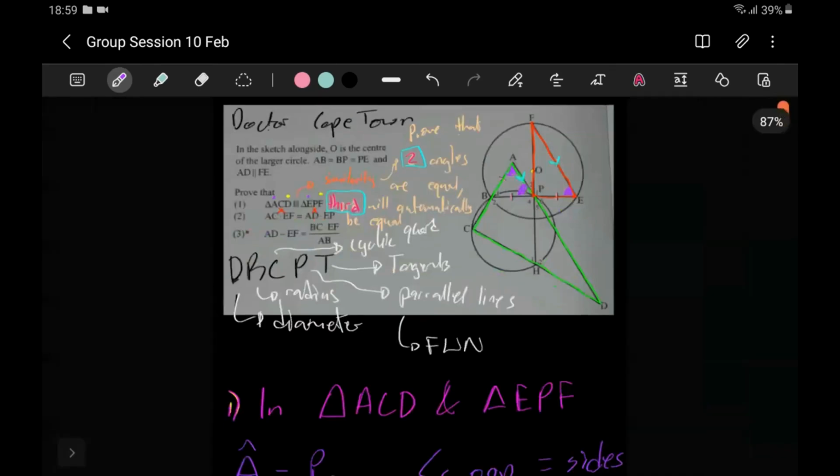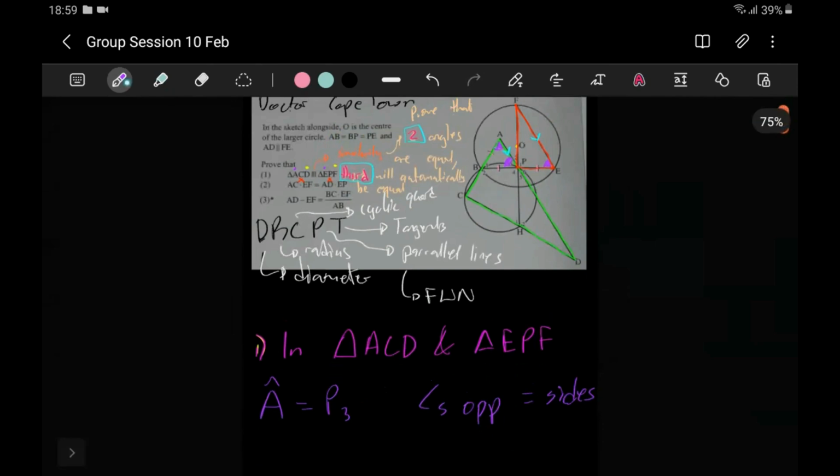So for example, now we have found our reason, right? So let's see here. What are we gonna say? P3, E is equal to P3. The reason will be corresponding angles. Yep, corresponding angles. That's the reason why those two are equal to each other. Cool.